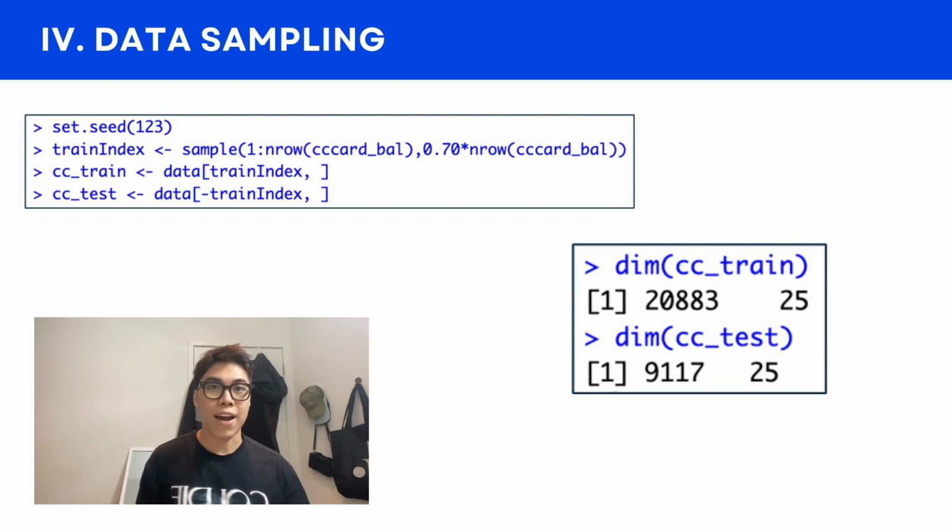After splitting the data into training data and testing data, you can see that CC train has more than 20,000 observations, and CC test, which stands for the testing data, has more than 9,000 observations. In total, there are 30,000 observations in our dataset.